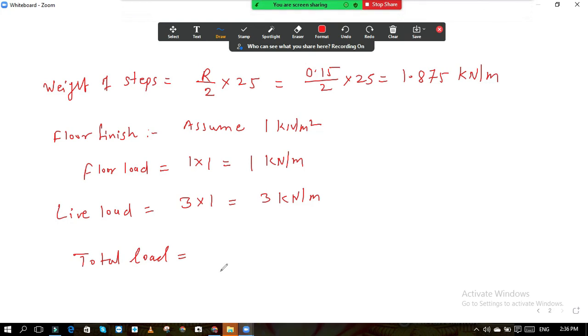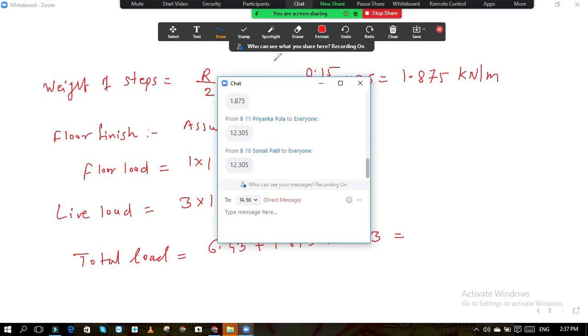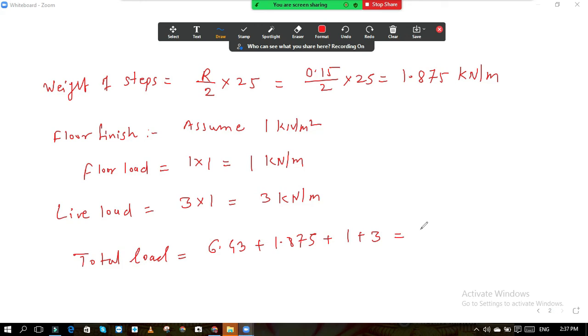Total load, how much will it be? It is 6.43 plus 1.875 plus 1 plus 3. Calculate it now. Total load is 12.305 kilonewton per meter. So now total load is known to us.